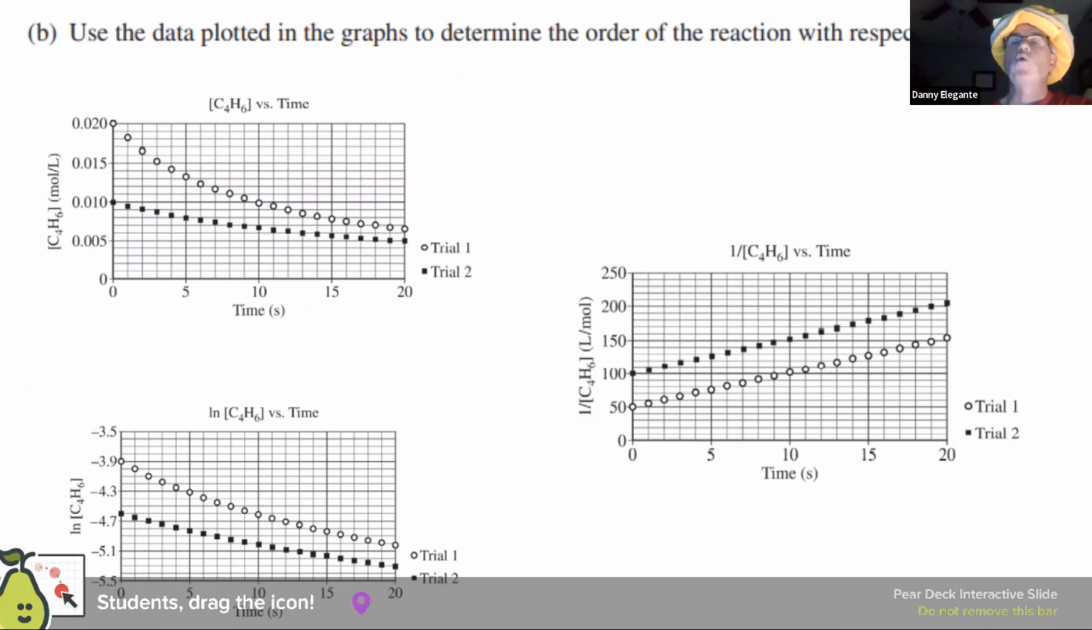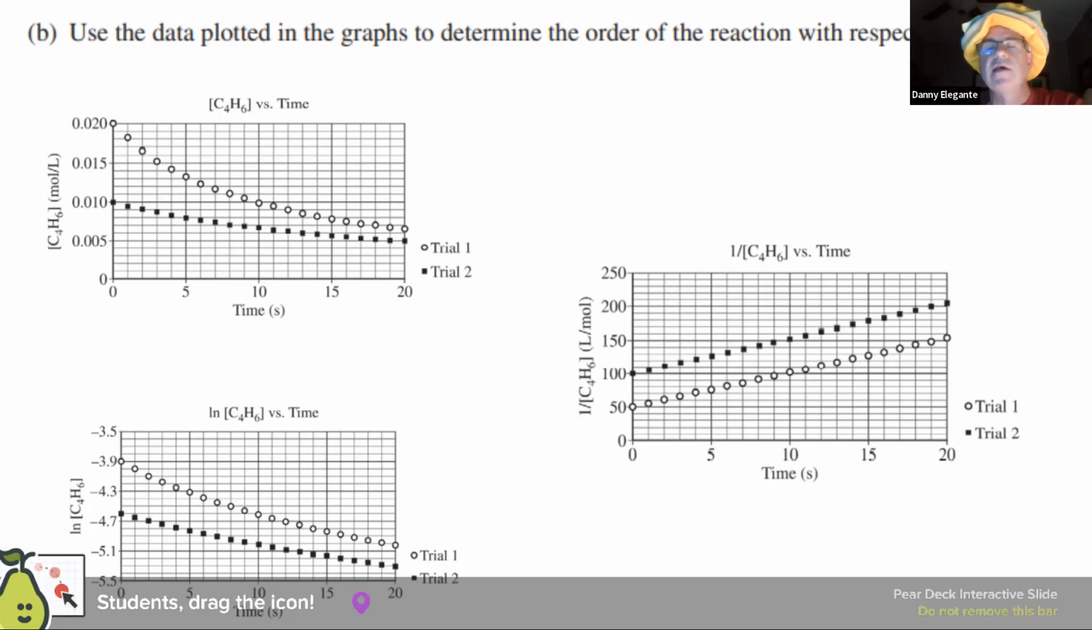Determine the order of the reaction with respect to C4H6. Oh, Lord. It's been so long since I did kinetics. But I remember my teacher telling me to find the graph with the straight line. The one on the lower left looks kind of straight, but not nearly as straight as the one on the right. So the one on the right looks right to me.